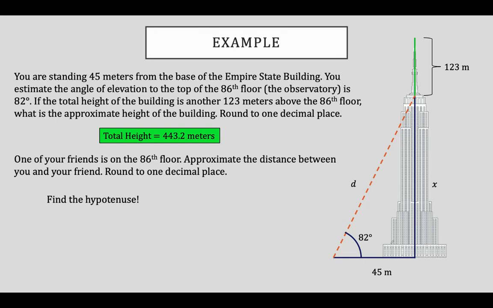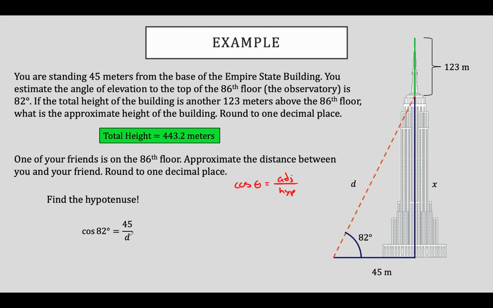Well, always best to use the given information, right? Given information is always correct. So with respect to this 82-degree angle and this 45-meter side, this is the adjacent side and our hypotenuse. Is there a trig function that relates adjacent and hypotenuse? Yes. That would be cosine. Remember that the cosine of theta is equal to adjacent divided by hypotenuse, the ratio of the adjacent side divided by the hypotenuse. This means that the cosine of 82 degrees is equal to 45 divided by d.